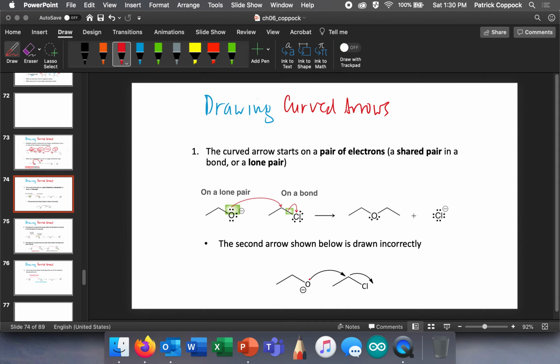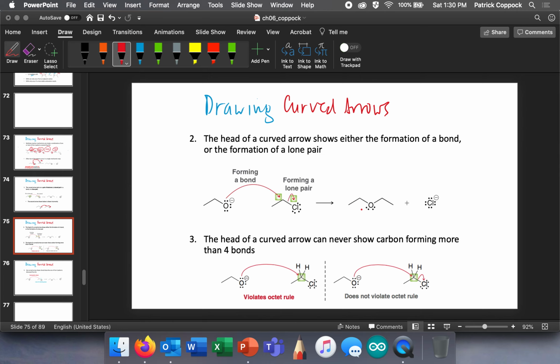This is just a side point. This is drawn incorrectly. We should start it on a lone pair here. We've got the lone pair here, and it goes on a lone pair, but it goes here. This is drawn incorrectly because it ends on an atom. Watch this. So the lone pair goes here to a carbon, and then this leaving group ends on the atom itself. Those electrons are these electrons over here.